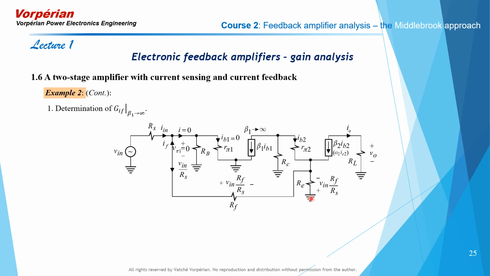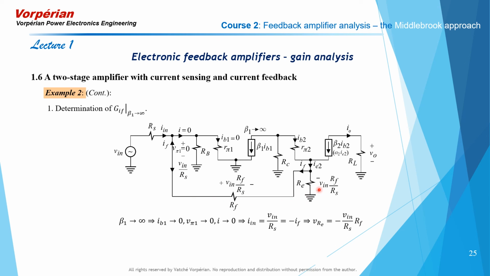The other side of RE is ground, and the other side of RF is virtual ground. So let us write all that down again, summarize that. Beta 1 goes to infinity, IB1 goes to 0, V pi 1 goes to 0, that current goes to 0. The input current flows through the feedback path, and the voltage it creates across the feedback resistor is the same as the voltage across RE, the sampled voltage.